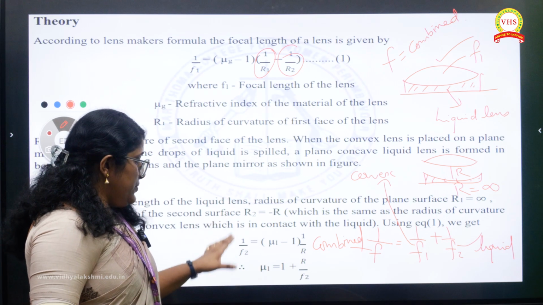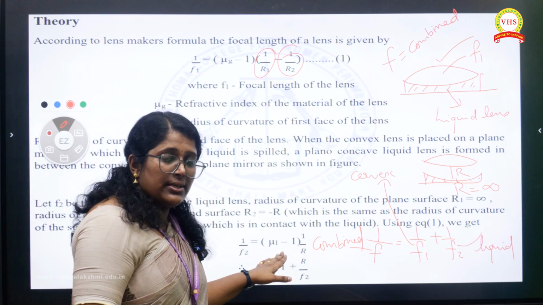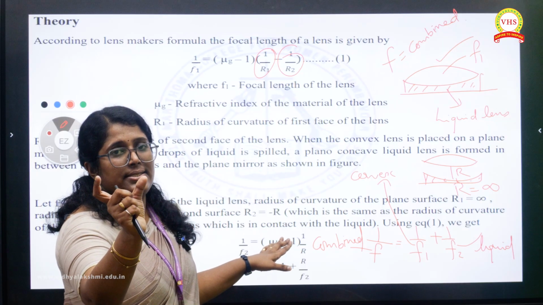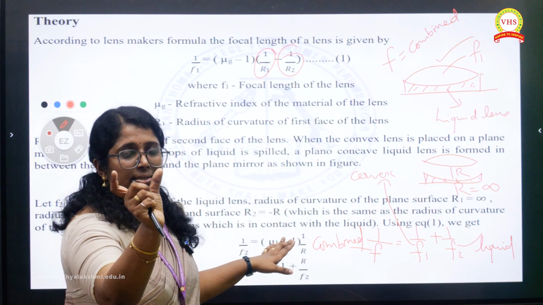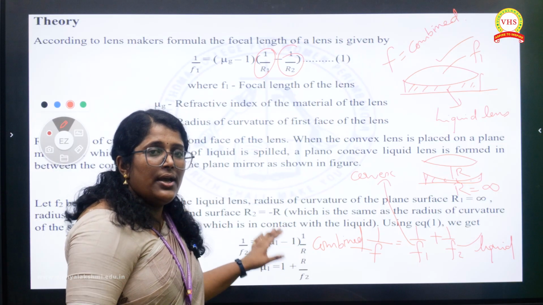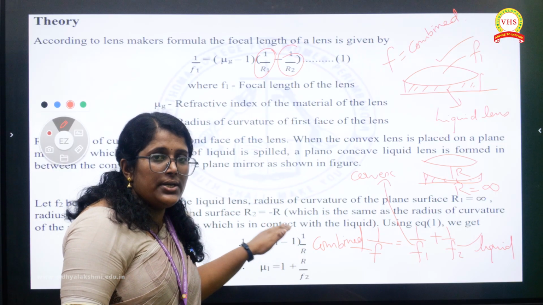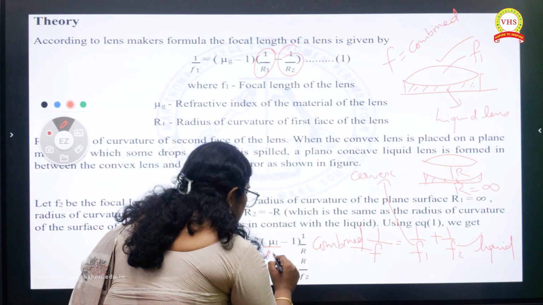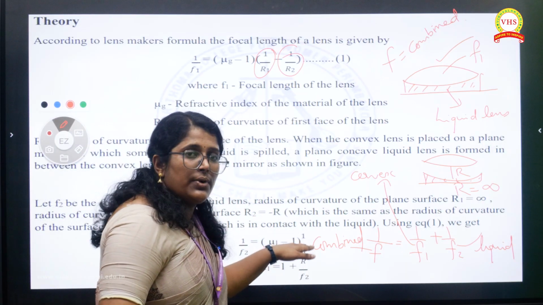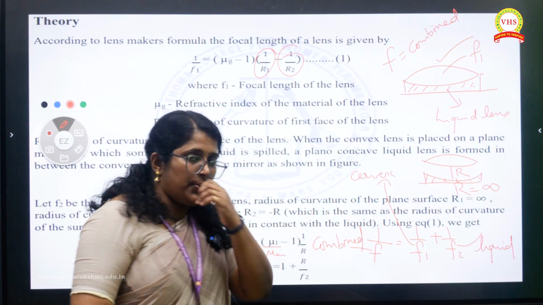So 1 by F2 is equal to mu liquid minus 1, because the liquid is part of the lens. The lens is removed, only the liquid is there, so the liquid will act as the higher refractive index medium. Mu 2 by mu 1 means mu liquid by mu air, and mu air value is 1, right? So 1 by F2 equals mu liquid minus 1, times 1 by R1 minus 1 by R2.